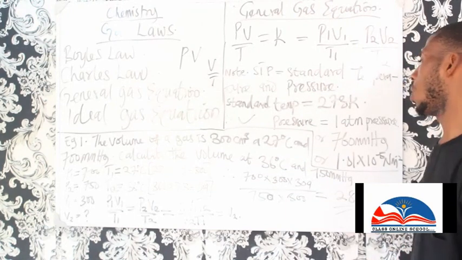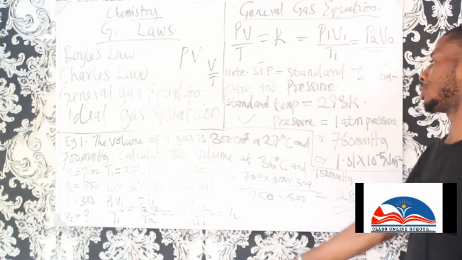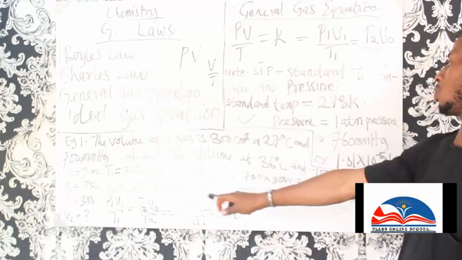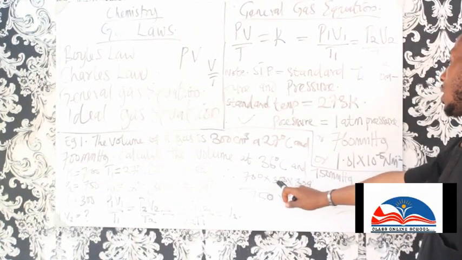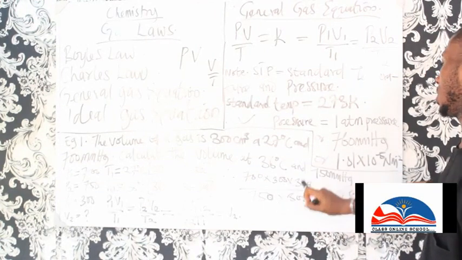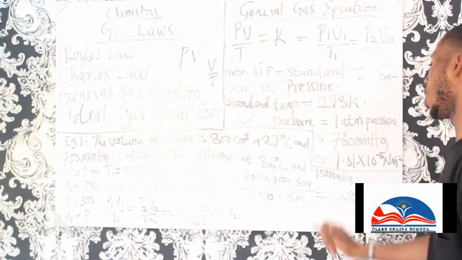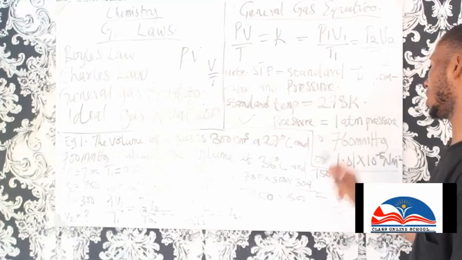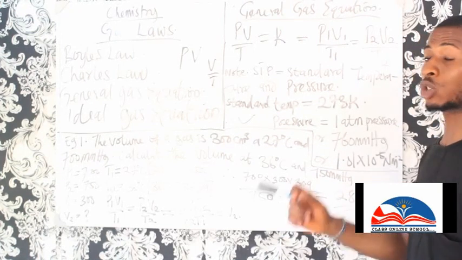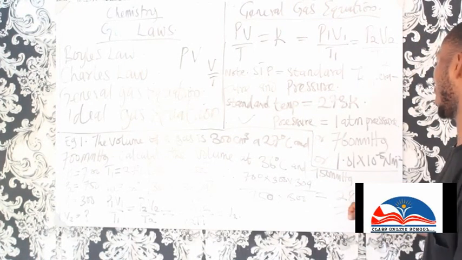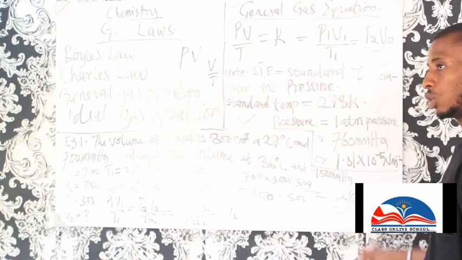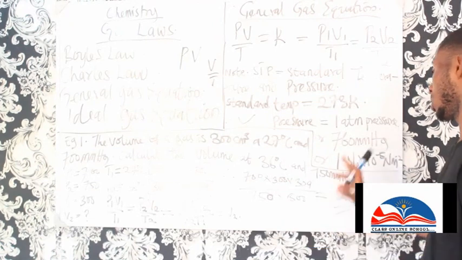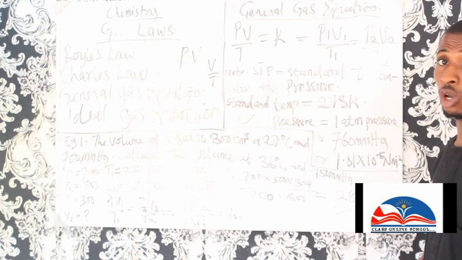Now what happens is we substitute every figure into the formula. P1 is 700, V1 is 300, times T2, 309, all over P2, which is 750, times T1, which is 300. If you press your calculator, you will see 285 centimeter cube, or something close to it, depending on the calculator you are using.